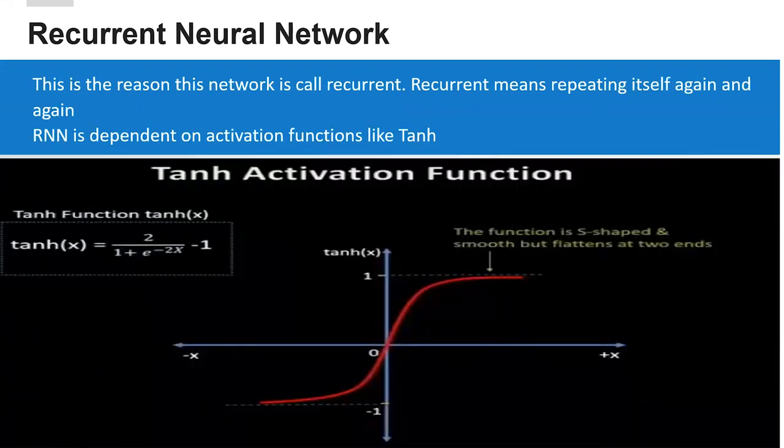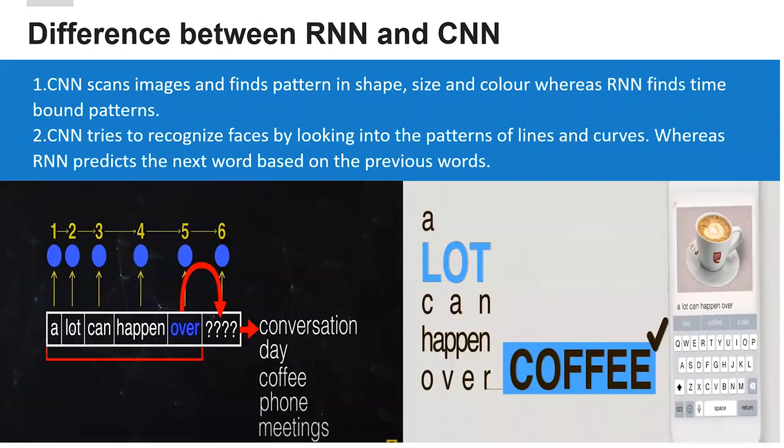Okay. The reason this network is called recurrent is because recurrent means repeating itself again and again, right? And RNN is dependent on activation functions like TANH. In the previous example, we have seen the sigmoid function. Here we are talking about the TANH function, but not only TANH, there are now many other activation functions which work for recurrent neural networks. Okay, don't remember any of these formulas or equations.